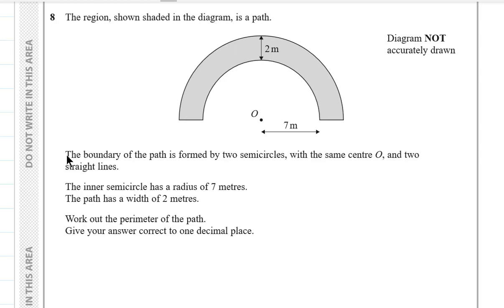Okay. The boundary of the path is formed by two semicircles with the same center O. These are the two semicircles, and two straight lines, this right one and this left one. The inner semicircle has a radius of 7 meters, of course it's very clear here, and also the radius of the outer semicircle will be 7 plus 2, which is 9. Okay, work out the perimeter of the path. Right, give your answer to one decimal place.